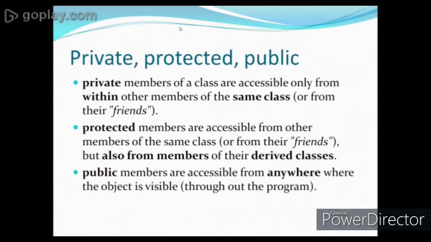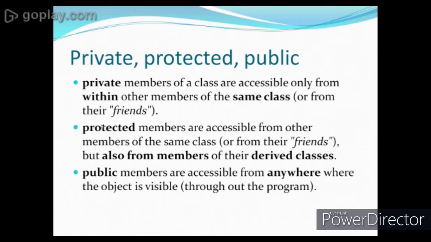So private, public, protected. Private members of a class are accessible only from within other members of the same class or from their friends. Okay, these friends we can see in the coming videos: what is a friend function and all. So private members of a class are accessible only from within other members of the same class. That is, private members cannot be accessed outside the class. They are not known outside the class.